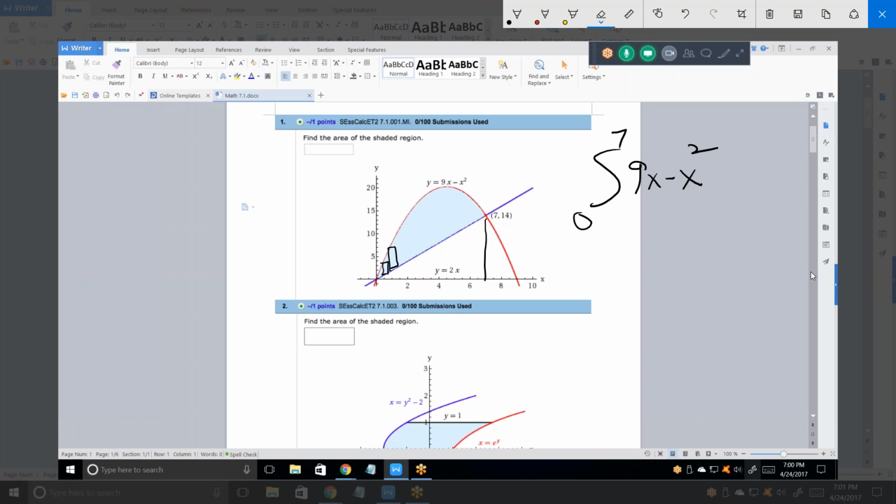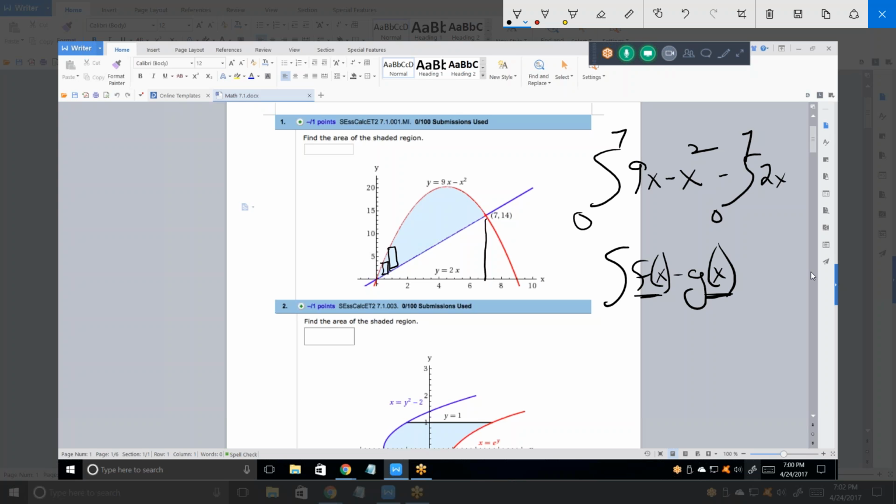So I would also subtract out the area of the triangular part, which is also the integral of that function, which is 2x from 0 to 7. So that's essentially what you're doing when you find the area between two curves. It's generally written as f of x minus g of x. But what it really is, is the upper curve minus the lower curve. Always has to be that way.